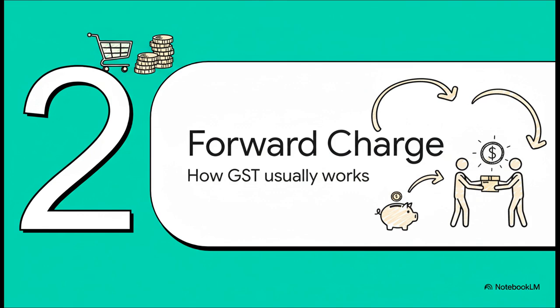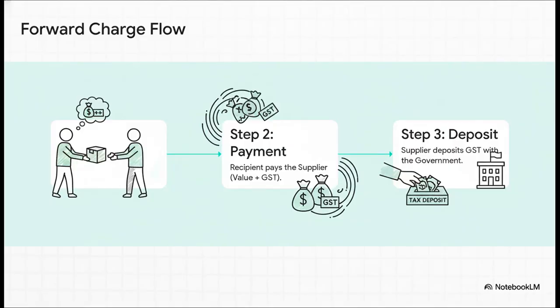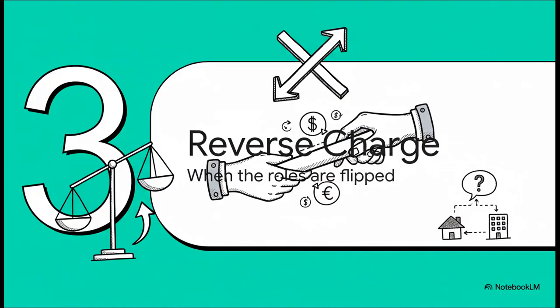Let's start with the most common method, the one that you and I see pretty much every single day. This is called forward charge, and it's exactly what it sounds like. It's super straightforward. The supplier, say a shopkeeper, sells you something. You, the recipient, pay for it plus the GST. Then the shopkeeper takes that GST they collected from you and pays it over to the government. Think of it like a simple baton pass. You give the tax to the supplier, and the supplier passes it to the government. Easy peasy. But what if that baton pass went the other way?